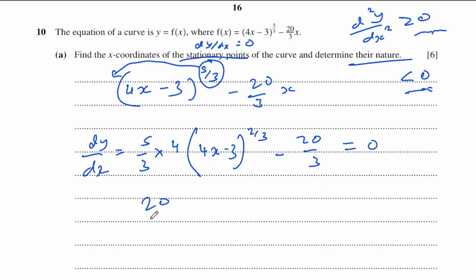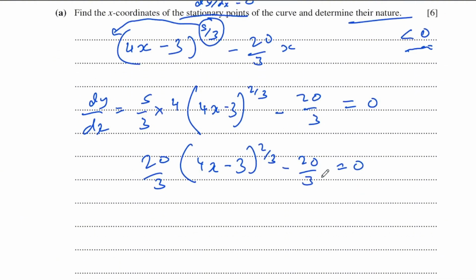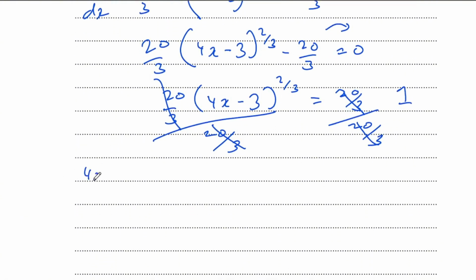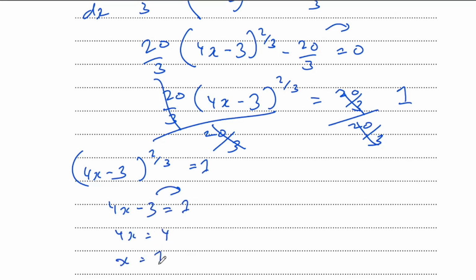So 20 over 3, (4x minus 3) power 2 over 3 minus 20 over 3 equals 0. Take this to the other side, so 20 over 3, (4x minus 3) power 2 over 3 equals 20 over 3, and this is just going to be 1. So the 20 over 3 on both sides cancel, and this just becomes 1. And so we end up getting (4x minus 3) power 2 over 3 equals 1, which just means 4x minus 3 equals 1. Take this to the other side, 4x equals 4, x equals 1.